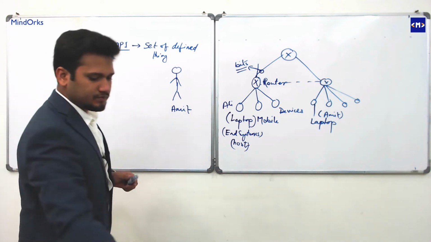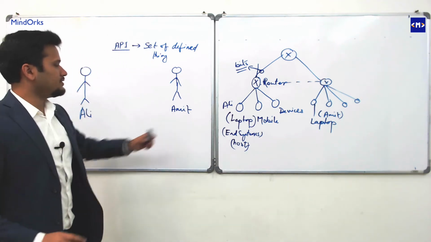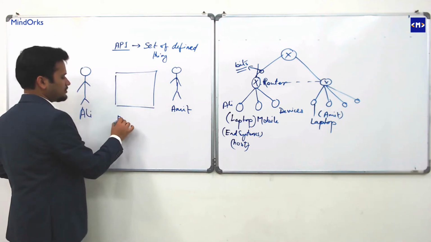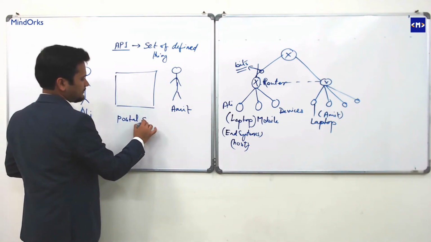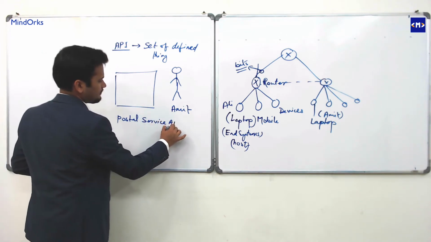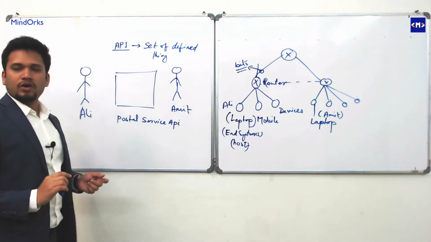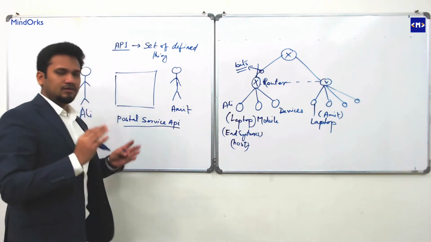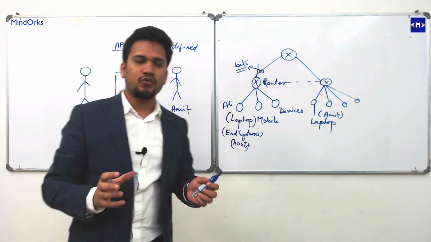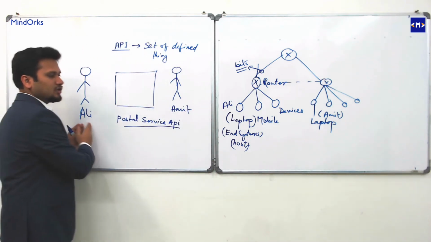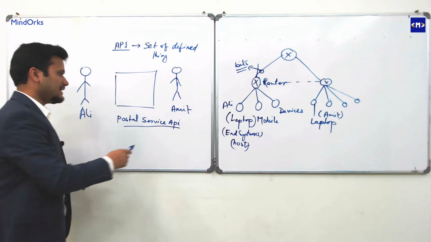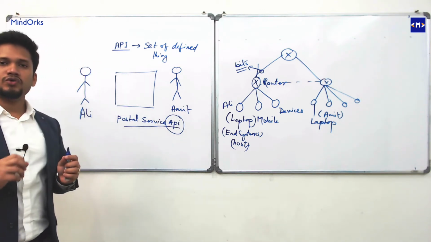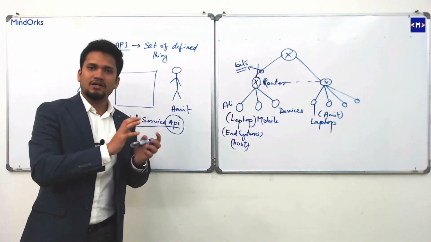In order for us to communicate, there will be a postal service. We'll call it the postal service API. What is this postal service API? It provides certain principles, certain rules which I need to follow in order for something to happen. That is an API. An API says that if you want to achieve something, you need to do things in a certain way.